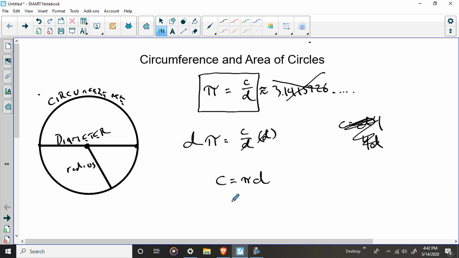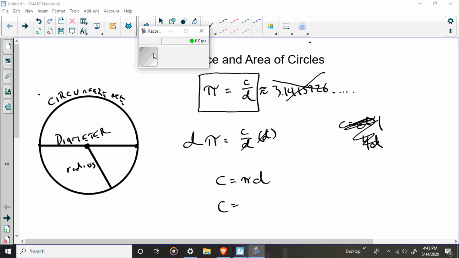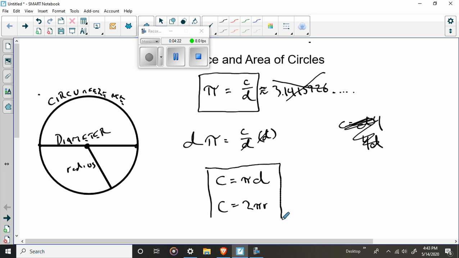Another thing we can say is, since two radiuses or two radii make the diameter, another thing we could say is 2 pi times the radius, right? Because 2 times the radius would be the diameter, okay? So these are two different equations we can use to find the circumference. Generally speaking, if you're given the radius, use this one. If you're given the diameter, use this one.